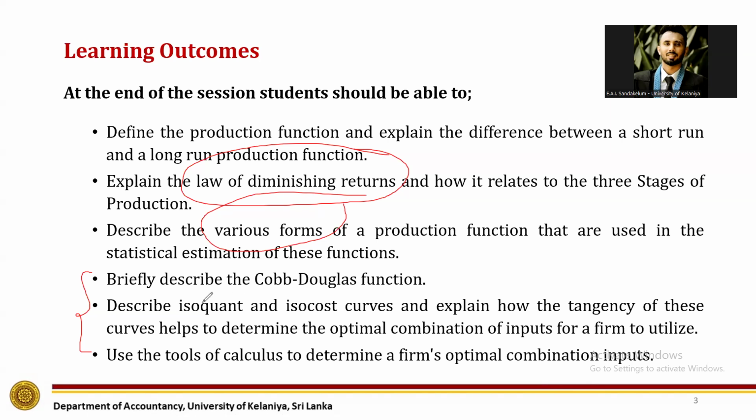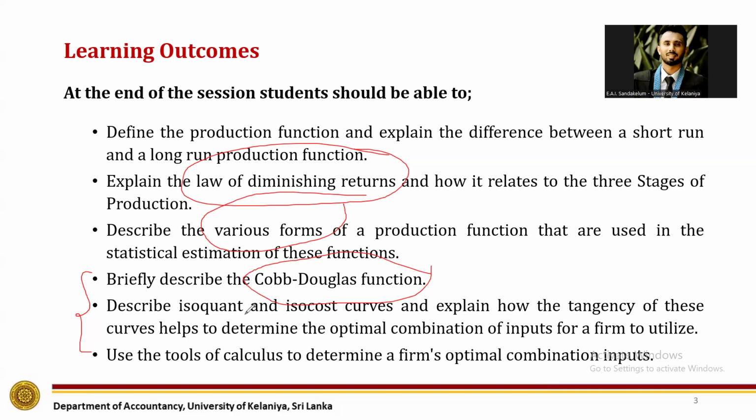So relating to the production function, the best function is the Cobb-Douglas function. You need to identify what is meant by the Cobb-Douglas function and how it happens within organizations. That is everything you need to understand. If you are engaging with the different kinds of functions, finally you need to identify the isoquant and the isocost curve.